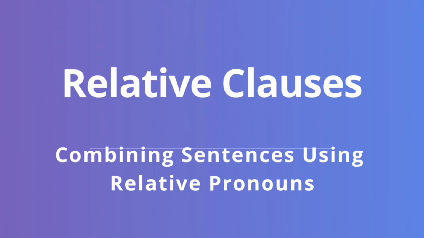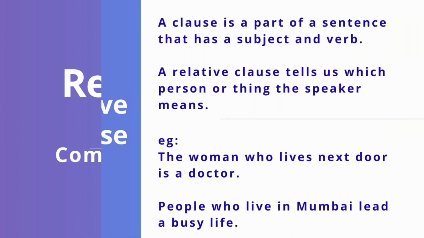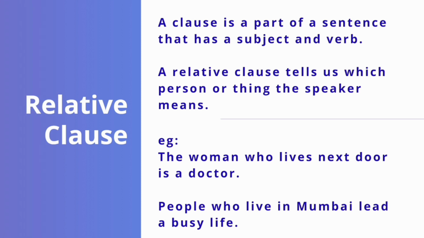In this video, let's learn relative clause, defining and non-defining relative clauses, and how to combine sentences using a relative pronoun. We know that a clause is a part of a sentence that has a subject and a verb. A relative clause is a clause that we use to describe a noun. We put a relative clause immediately after the noun it describes.